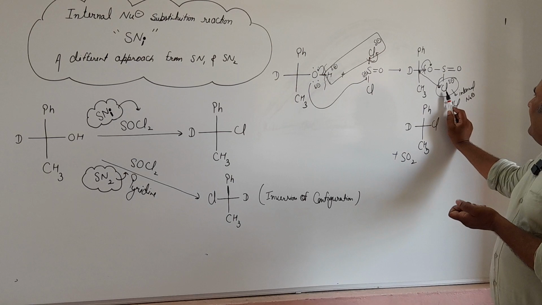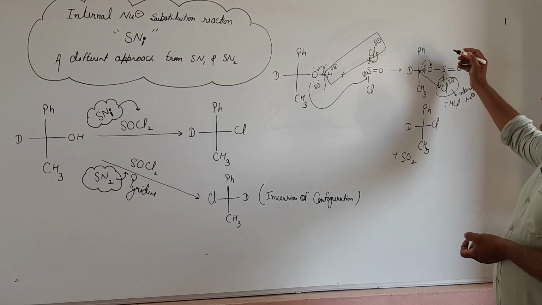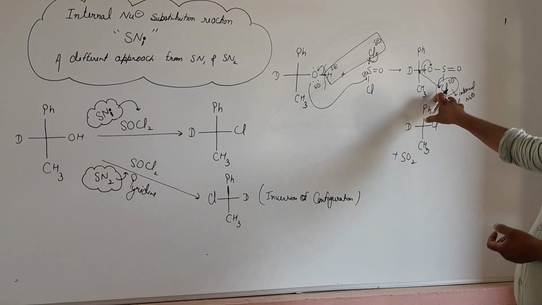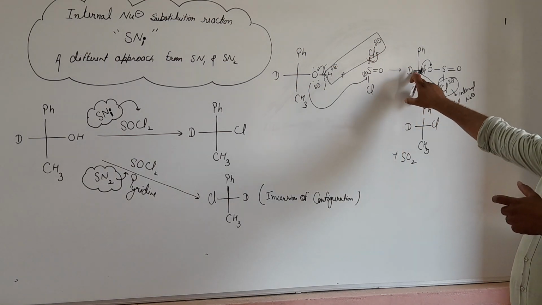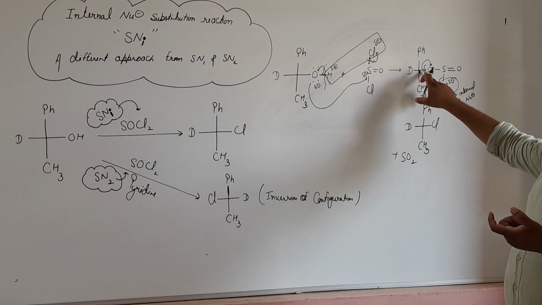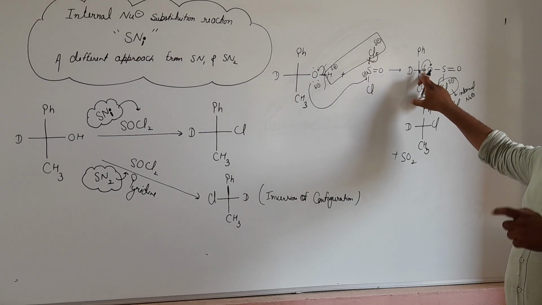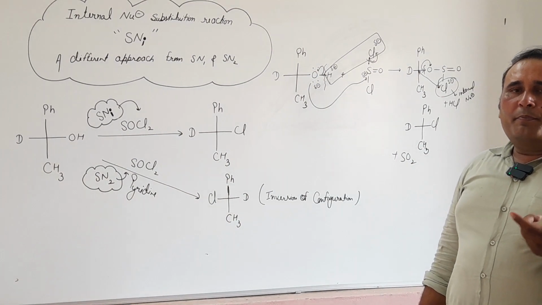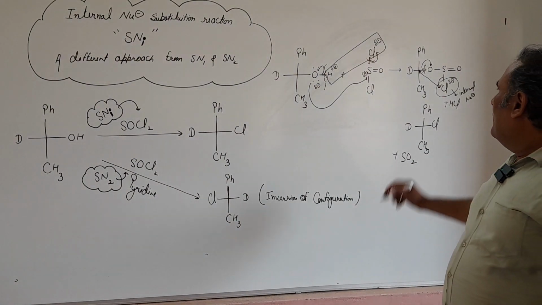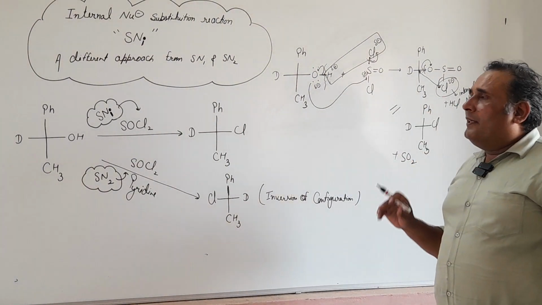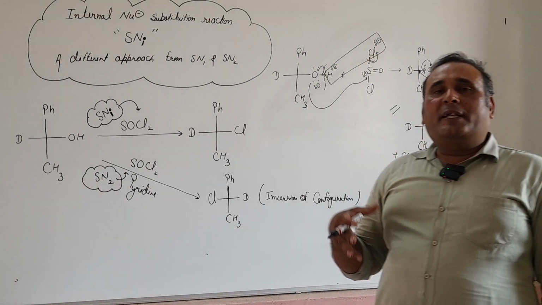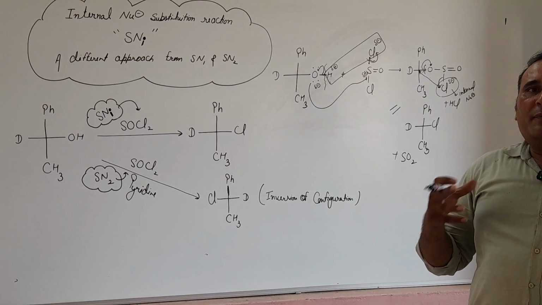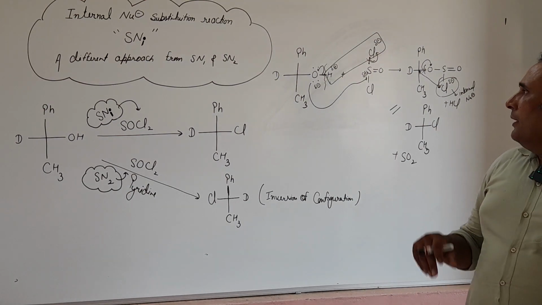Because that internal nucleophile, that is actually a chlorosulfite substitute. So this Cl negative will attack on the same side where the leaving group is attached. That's why we will get the product with retention of configuration. So it happens through some different approach than SN1 and SN2. That's why that is called internal nucleophilic substitution reaction.